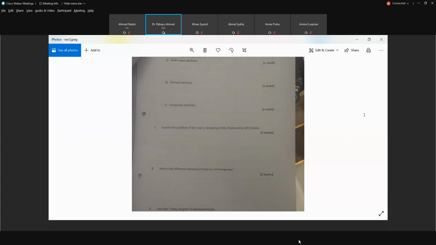Derived means you get it from somewhere and you do some calculation. Composite is formed based on various components. A common example of composite is address. Why is address composite? Because you have street number, city, country, zip code within a particular attribute. So that is composite, it has many breakdowns. Okay. Multi-valued, what does Edlan say here?